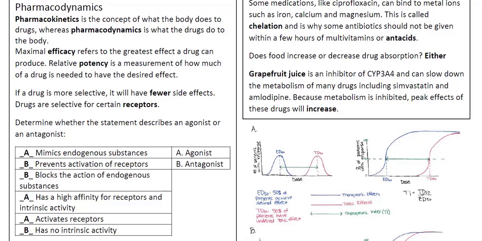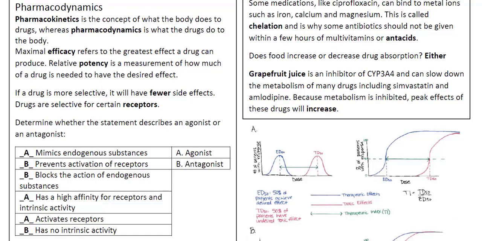Drugs can have one of two different effects at a binding site or a receptor. They can either be an agonist, where they mimic the actions of endogenous substances, or an antagonist, where they block the receptor and prevent their activation. So these antagonists block the action of the endogenous substances in our body, like neurotransmitters and hormones. Agonists have a high affinity for receptors and have intrinsic activity, whereas antagonists have no intrinsic activity. They are only blocking the activity of other substances.